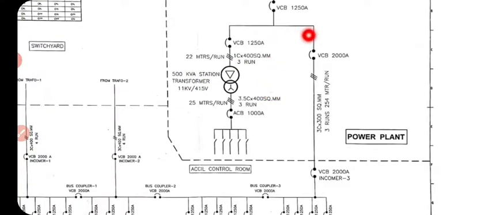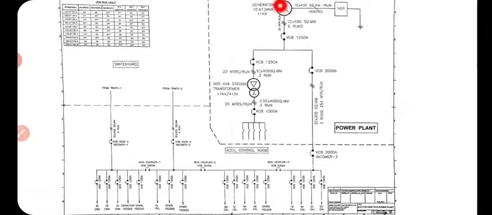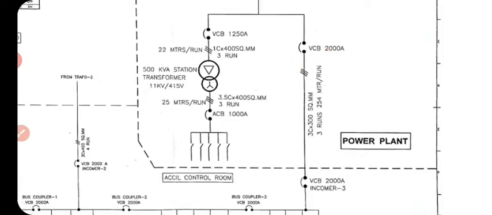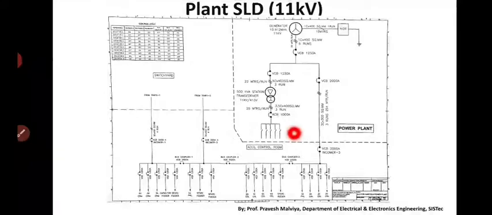Now coming directly to the control room, we see that this 11 kV generated from the generator was fed to the common bus, that is the control room 11 kV bus. And the cable rating, if we look closely, was 3 core 300 square mm, 3 runs, and 254 meters of total length. And there was another circuit breaker of 2000 ampere. So this was source 2, the power plant was source 2.